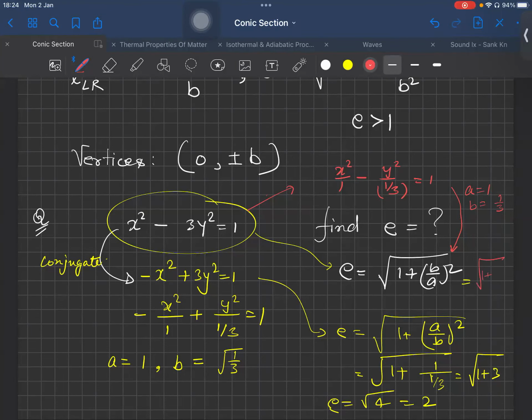Square root of 1 plus B is square root of 1 by 3. So B square upon A square. So B square is 1 upon 3. So this will be 2 upon root 3. Okay. So the eccentricity of this hyperbola is equal to 2 upon root 3, and the eccentricity of this hyperbola is 2. Understood? Got it? Yes, sir. Okay.